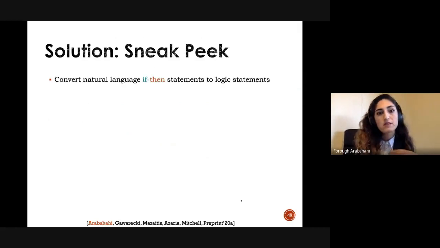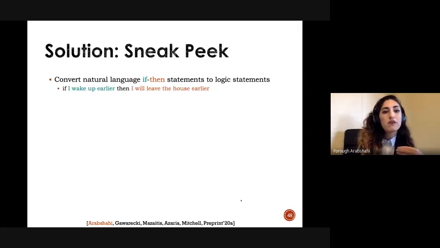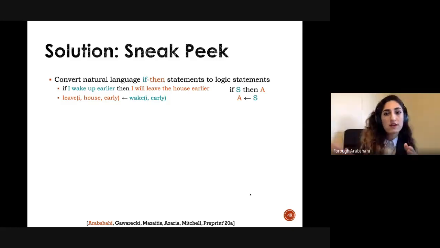The first step is to convert if-then natural language statements to statements in logic. For example, if I wake up earlier, then I will leave the house earlier becomes, so this representation goes from right to left, it's a little weird, wake I early, then leave I house early. And once we have these representations in logic, so these are basically just converting if S then A to S then A statements in logic.